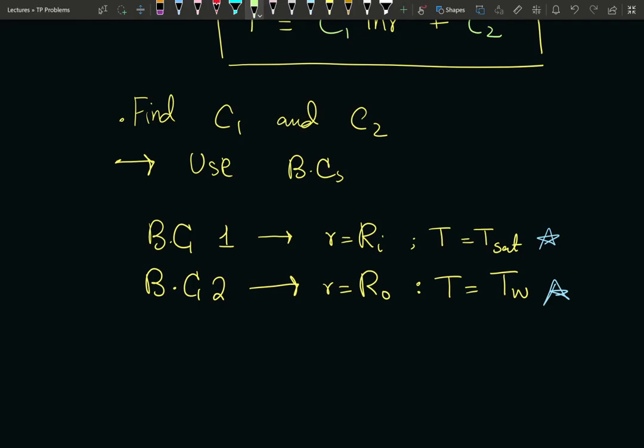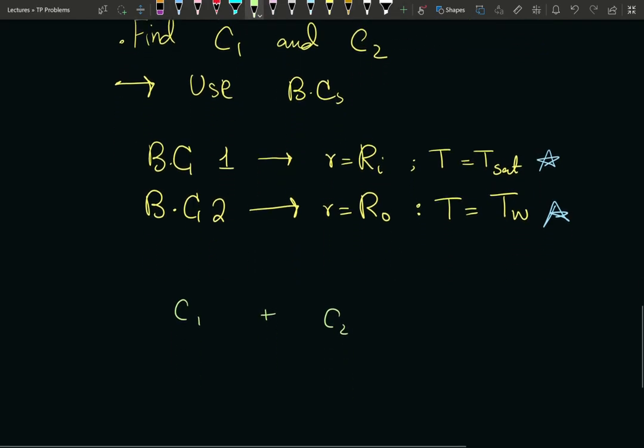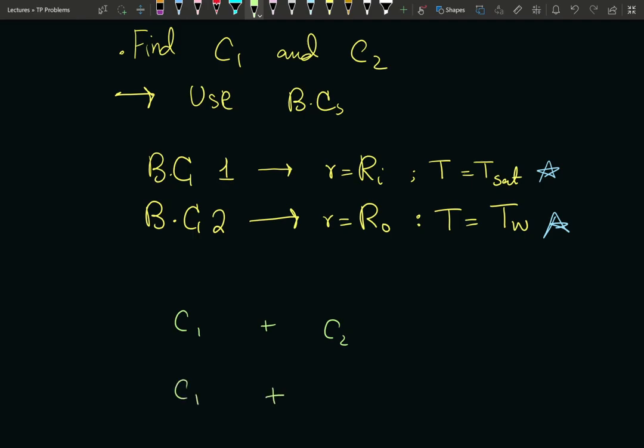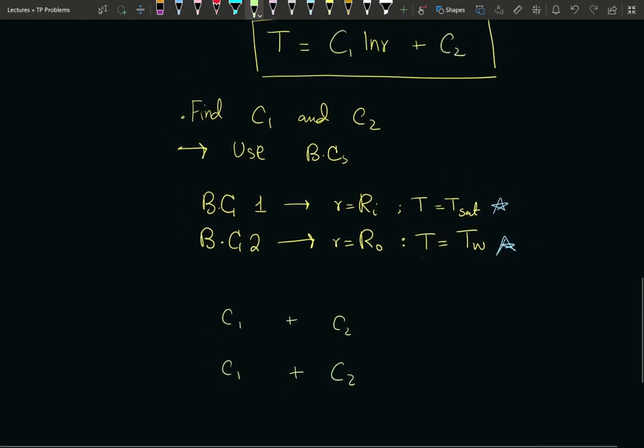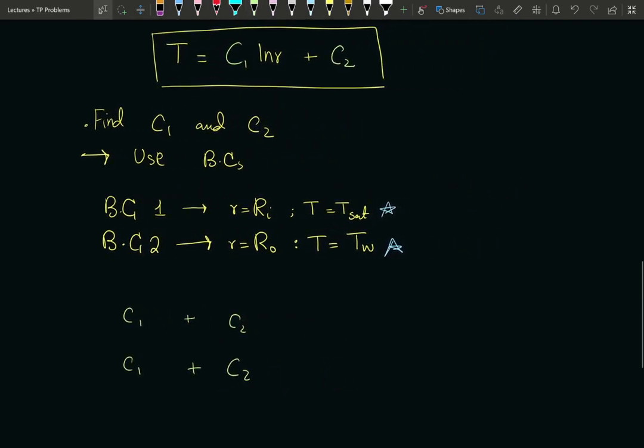C1 plus C2, natural log of R_O, is equal to T_W, and C1 plus C2, natural log of R, the inner radius, is equal to T_sat.